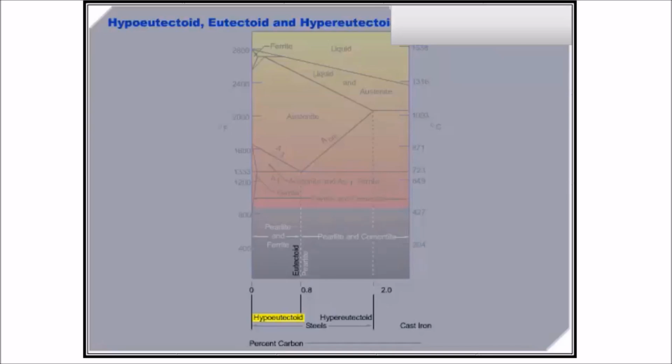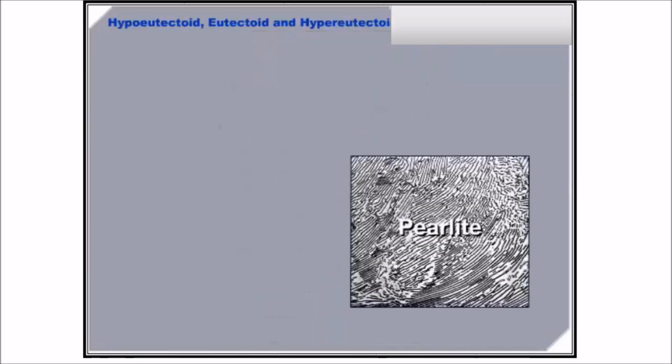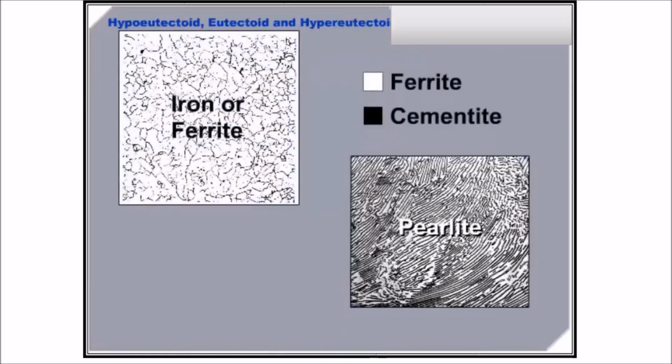Hypoeutectoid steels are those alloys with less than 0.8% carbon, which exist at room temperature as combinations of pearlite and ferrite, as opposed to hypereutectoid types, which contain more than 0.8% carbon, and exist as combinations of pearlite and cementite. The room temperature equilibrium microstructure for a eutectoid steel, exactly 0.8% carbon, is pure pearlite. Pearlite is a layered mixture of cementite and ferrite.